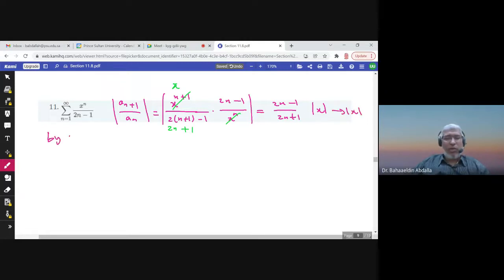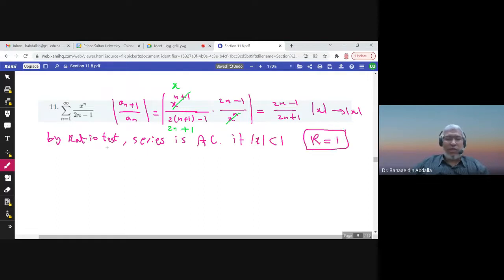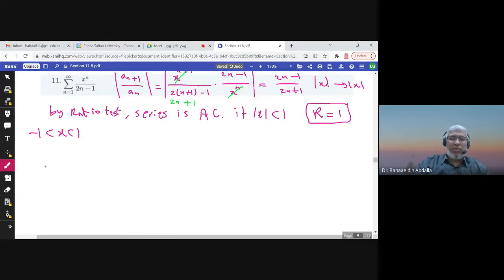So by ratio test, series is absolutely convergent if absolute value of x is less than 1, and this is the radius of convergence, and x is between -1 and 1.